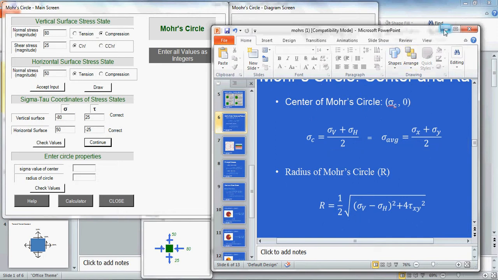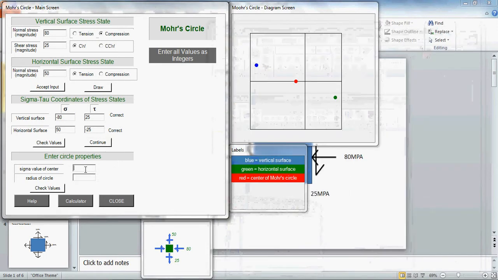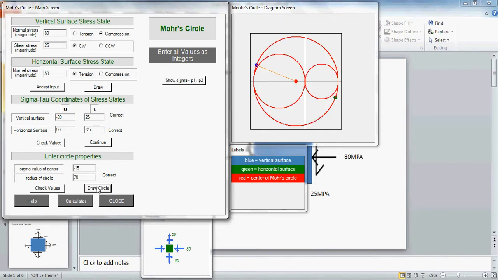Plugging in the values, you will find in this example that the center is at negative 15. That means negative 15 in the compression. And then the radius of the circle is 70. Okay, so then you can actually draw the circle where sigma P1 and P2 are. P1 is on the far right, P2 is on the far left.